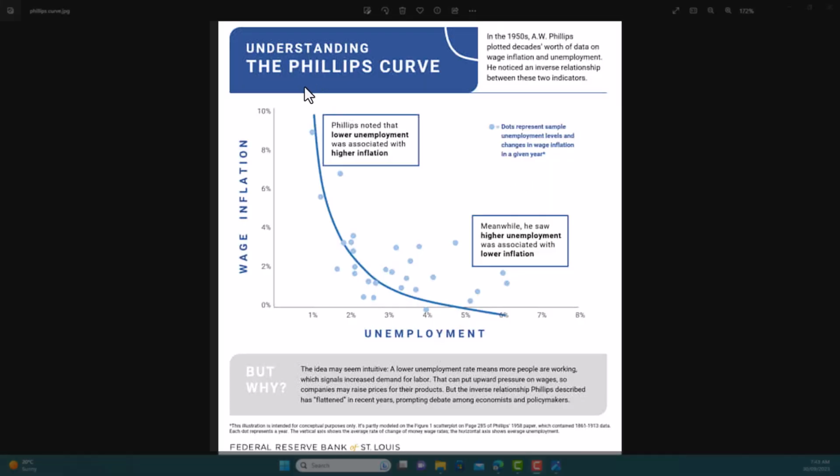What I've got here is what's called the Phillips curve. The Phillips curve was invented by A.W. Phillips, and he first observed that there was a relationship in the 50s between inflation and unemployment. Really, what this graph shows you is that trade-off between two important economic factors. They have what's called an inverse relationship. In simple terms, it means there's an opposite relationship between inflation and unemployment. When one of these factors goes up, the other one tends to go down and vice versa. So as inflation increases, unemployment goes down, and as inflation drops, unemployment goes up.